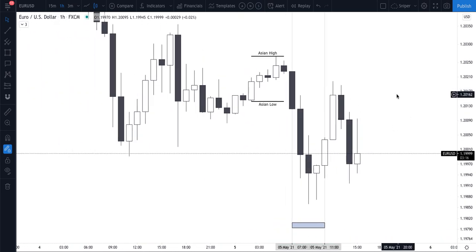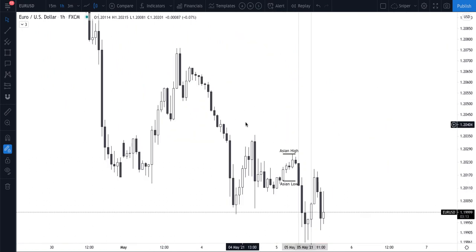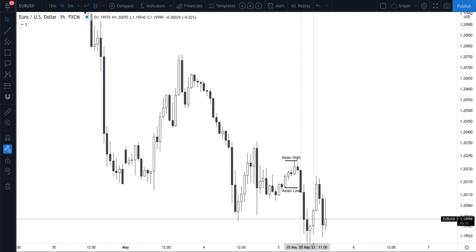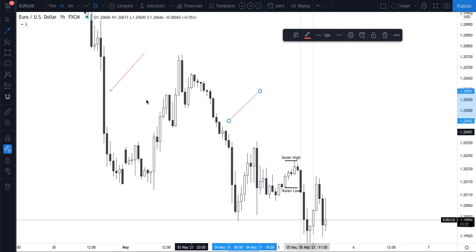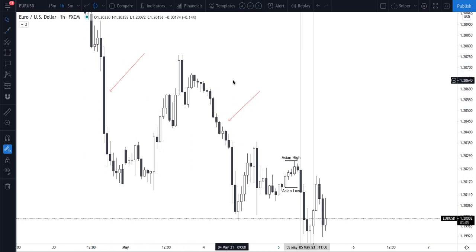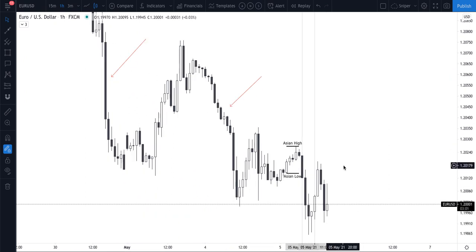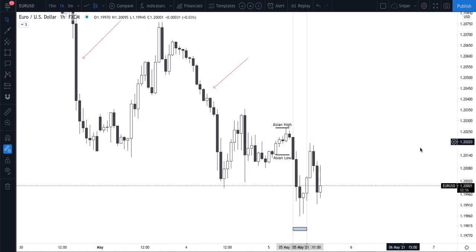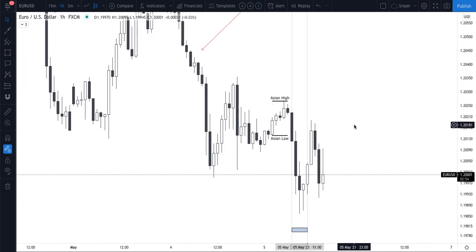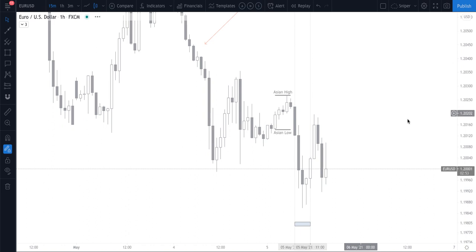So, just looking at the 1 hour, what do we see? We see a lot of beautiful momentum towards the downside. Nice, strong momentum. So the 1 hour is bearish, so looking for sells, obviously. Let's go to the 15 minute.